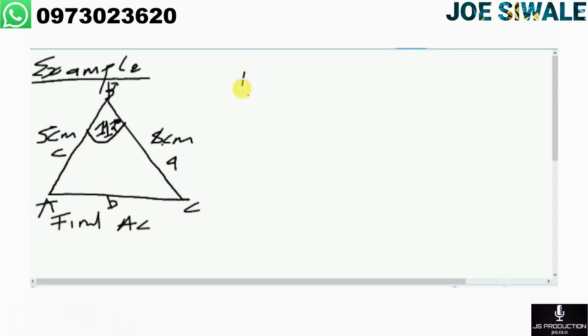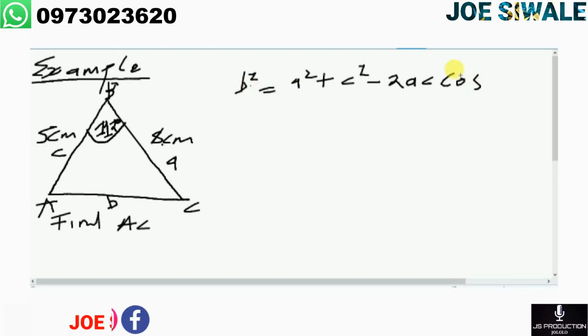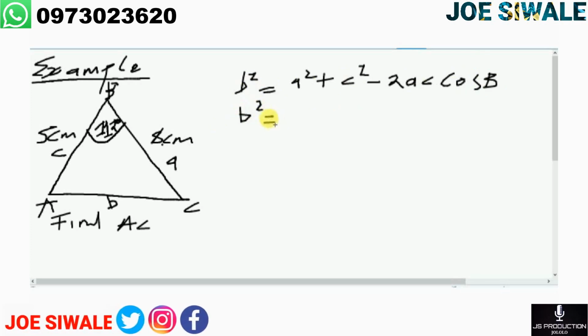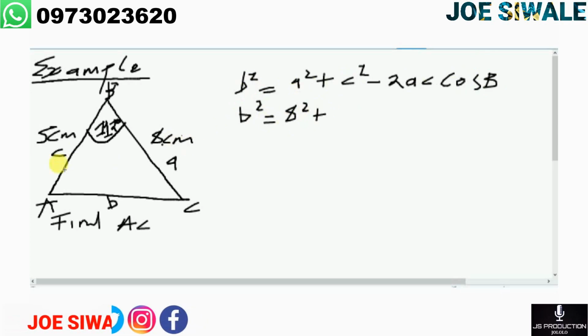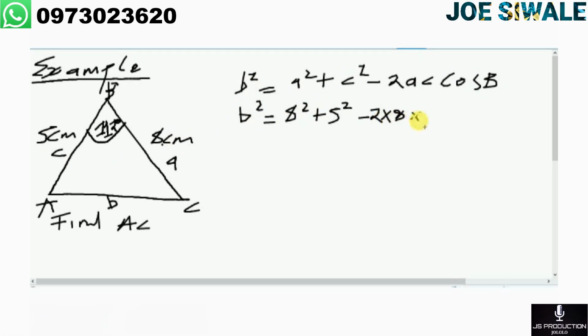So my formula is going to have b squared is equal to a squared plus c squared minus 2ac cos B. Here, the angle that I'm going to use is the angle that is at B. So I'll say b squared is equal to the length a, that's 8, so 8 squared, plus c, the length c, that's 5, so 5 squared, minus 2 multiplied by 8 multiplied by 5 multiplied by cos B, the angle at B, which is 112 degrees.